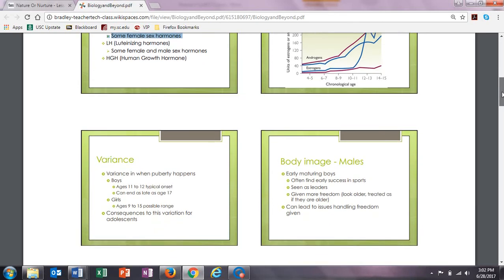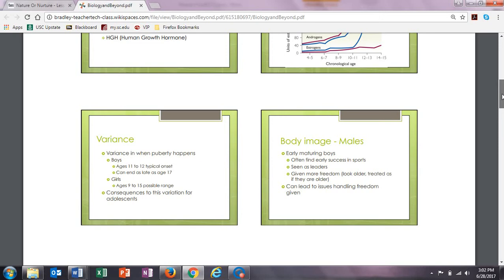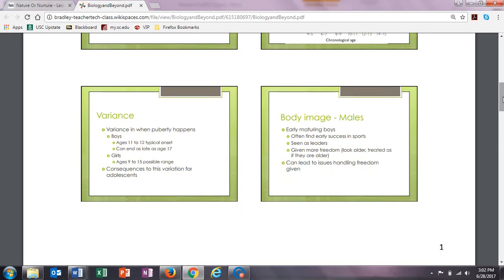Okay, so variance, body image. Let's talk about body image. Early maturing boys. This is great news for boys because they're stronger, they're faster, they're taller, they're looked upon as leaders, and that's kind of an ego boost because he's bigger, stronger, taller than his peers. He feels like, hey, I'm in control, so it's easy to be successful. Sometimes parents and teachers give them more freedoms because they look older, but guess what? Mentally, they may not have caught up to where they are physically. So be careful with that.